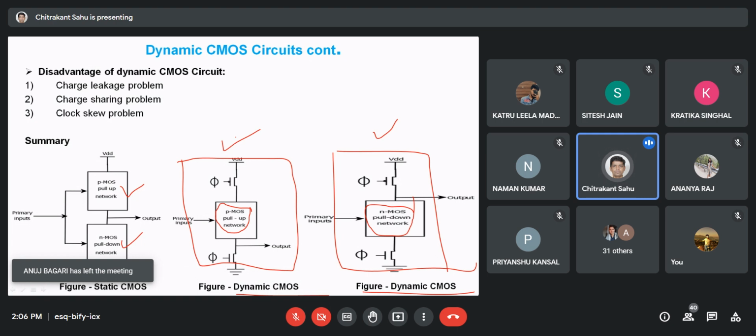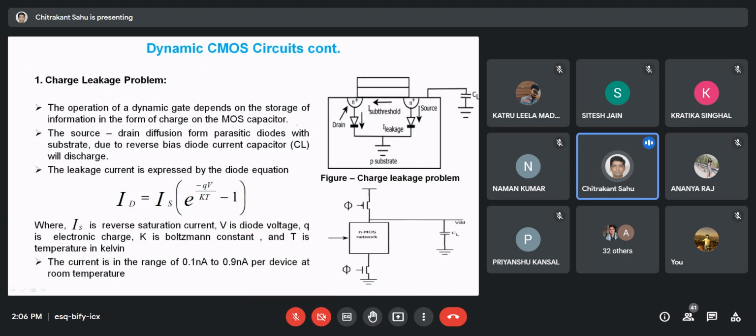We have also seen that apart from the advantages, there are some disadvantages. So what are the disadvantages of dynamic circuits? First, we have seen that there is a charge leakage problem. What is the charge leakage problem? It comes from the vertical diode that is formed in the MOSFET structure. Because this is the N region and this is the P region, we get a vertical diode, and it is more severe when it is more reverse biased. You know that leakage current occurs under reverse bias conditions.